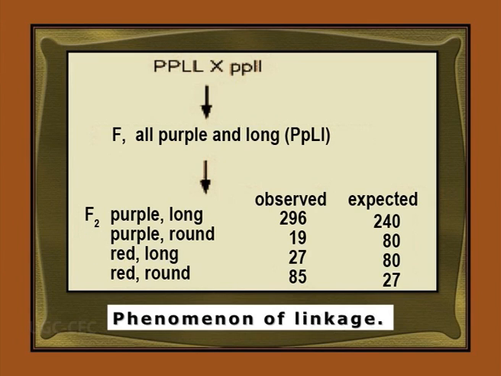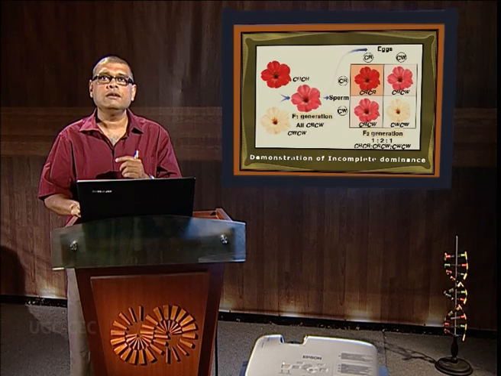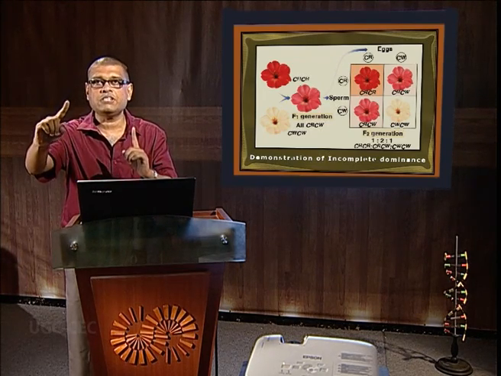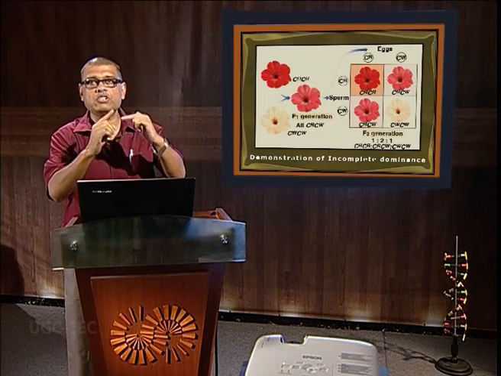Meaning, if purple long and red round are the two parents, then there will be purple round and red long. It was observed that the parental forms were more, and to be specific, when the test cross was done, meaning the crossing with the homozygous recessive parent, it should have produced 1:1:1:1. Instead of that, they produced 7:1:1:7, meaning that the parental characteristics have not separated because they were linked.